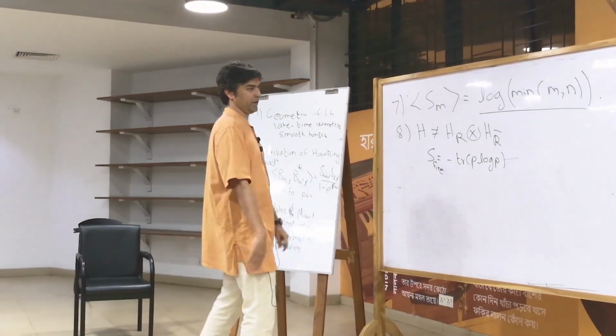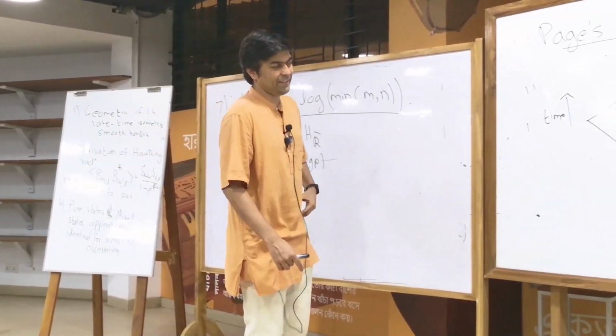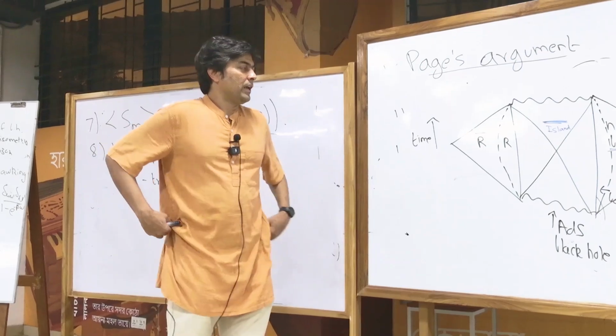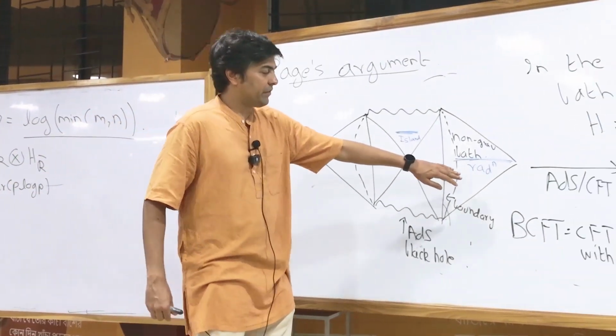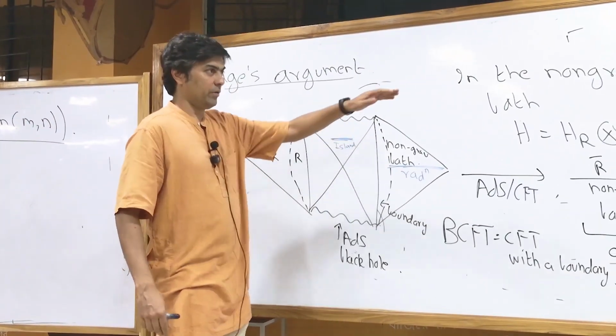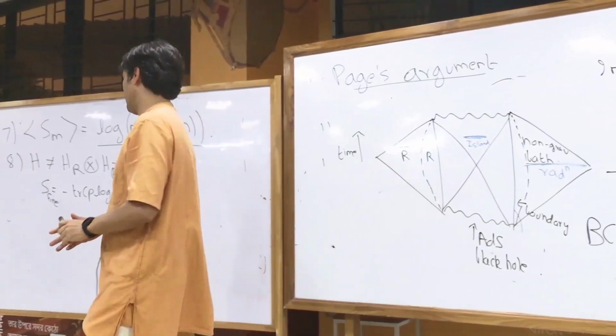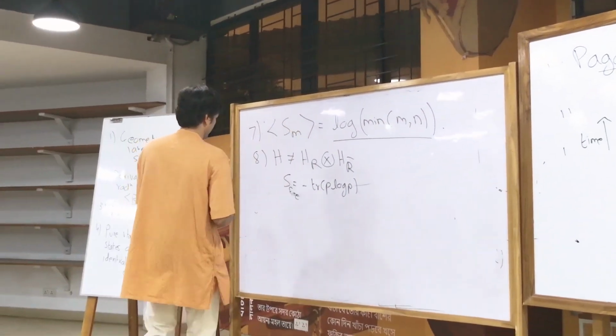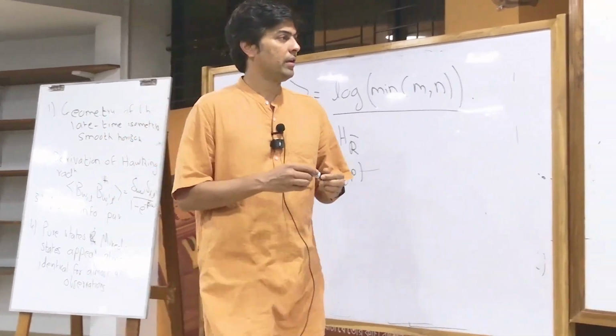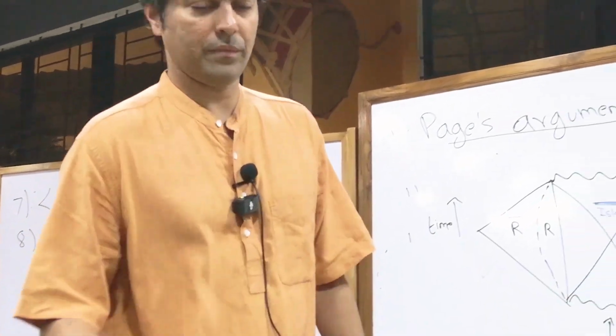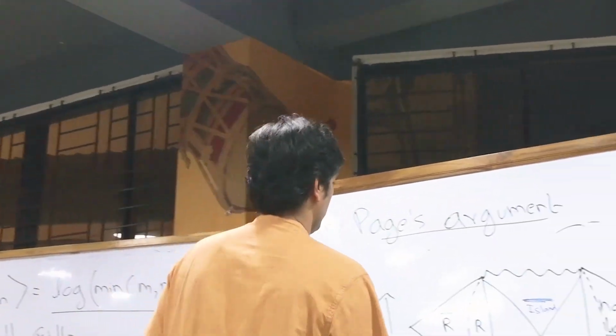Now I want to make one last point. However, and there's some disagreement on this in the literature, the picture that emerges if you apply this to realistic black holes is somewhat different from the picture I've been proposing. And the picture that emerges if you apply this to realistic black holes is the following. Let me erase this. Is the following.